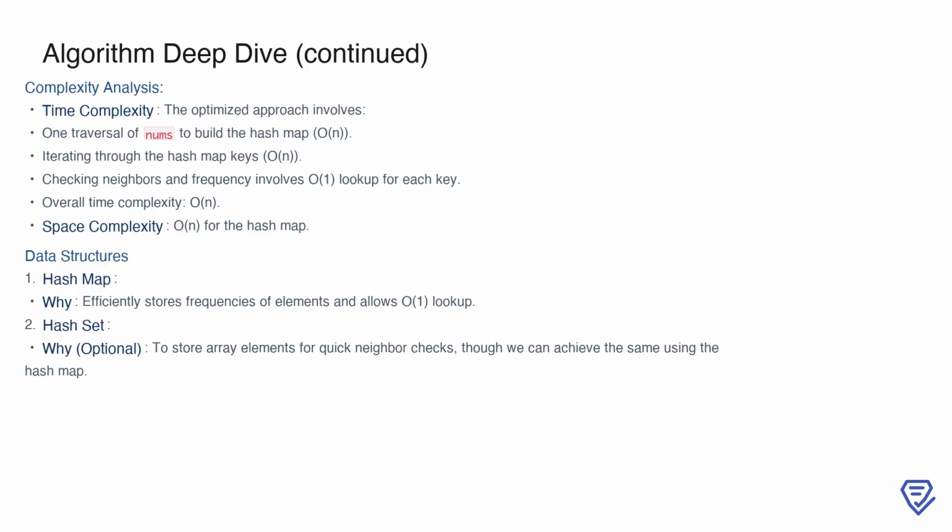Combining these steps, the overall time complexity becomes O(n). In terms of space complexity, the hash map requires n additional space to store the frequencies. Optionally, we could use a hash set to store the array elements for quick neighbor checks, but the hash map already provides the same functionality. Therefore, the space complexity remains O(n), making this approach both time and space efficient.